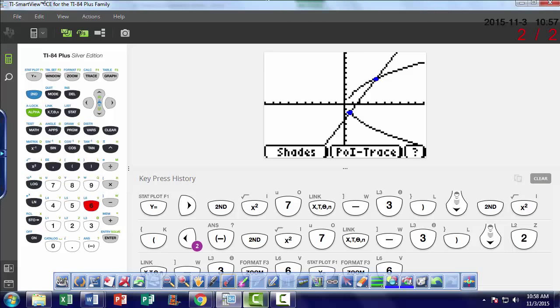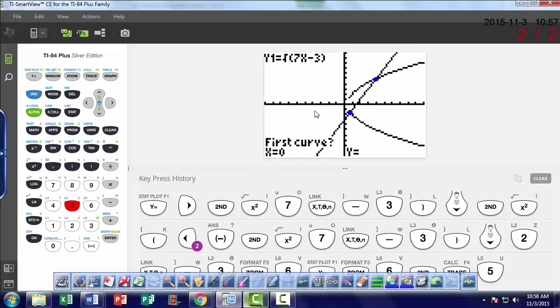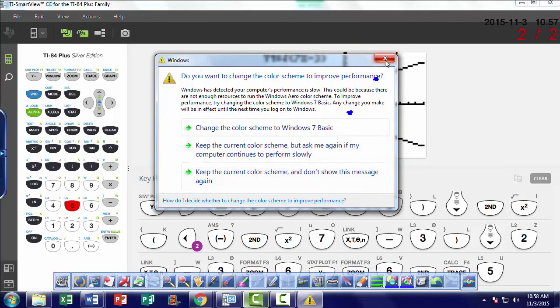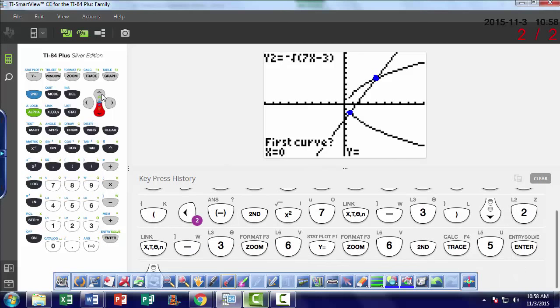So now we're going to go to second calc, second trace, and we're going to go to intersect, number 5. And it's going to ask you for the first curve and the second curve. So the first one is our positive. Okay, we'll do this one first. So it's telling you what equation the cursor is on. So I'm okay with this, so I'm going to hit enter. Now I want it on my line. So I don't want it on, let's see, hold on. No, I don't want it there. See, I'm playing with the arrows. So I got my first curve, hit enter.